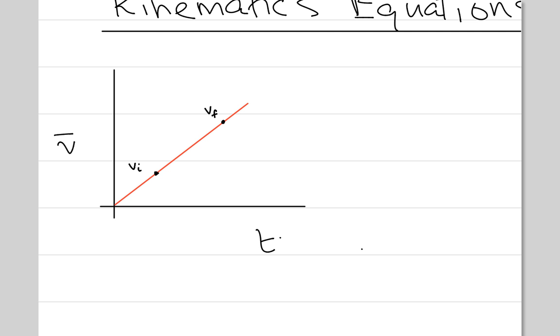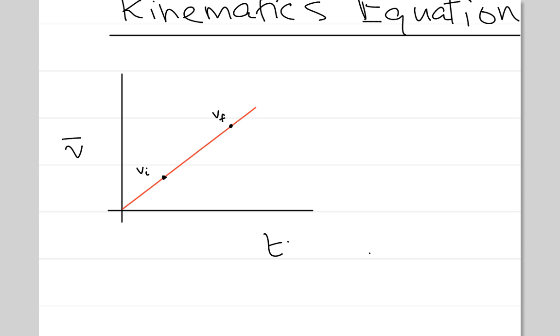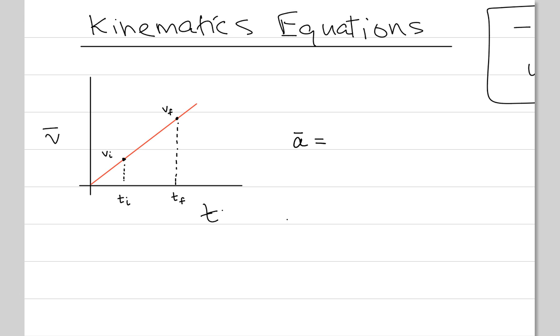For velocity initial, you'll have some initial time, and for velocity final, you'll have some final time. We have V on the y-axis and T on the x-axis. And we know from previous days that the acceleration is the slope of this line. The slope formula is delta V over delta T, so VF minus VI over TF minus TI. TF minus TI is just the time it takes for the velocity to change, so we typically call that T, and you arrive at your first kinematics formula, which will be on your formula sheet.